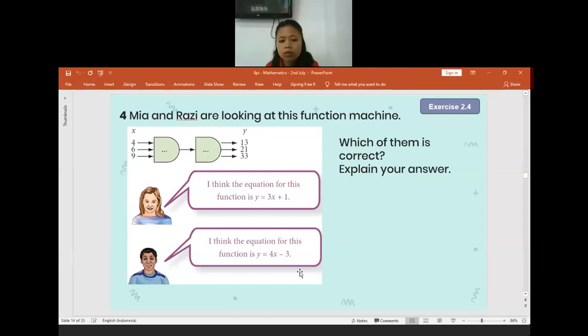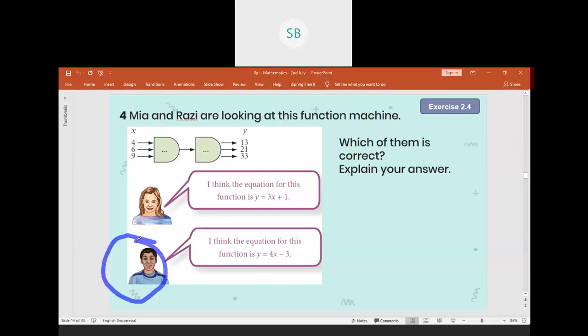This is question 4. Which one is correct, the girl or the boy? The boy. Okay, why is the boy correct? Because his equation matches all the equations. You can try it one by one for each equation. It works. Later, I will send you the recording, Jovan, don't worry.